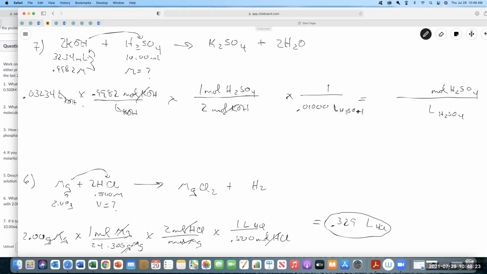And so now we do the math. So I get 1.614. And you can leave your answer that way, or you can call it 1.614 molar. The capital M is really an abbreviation.